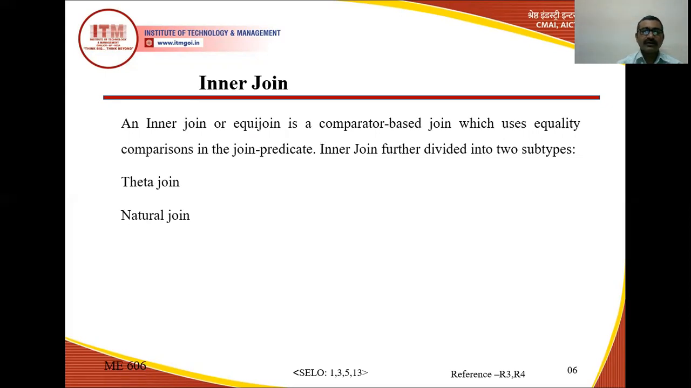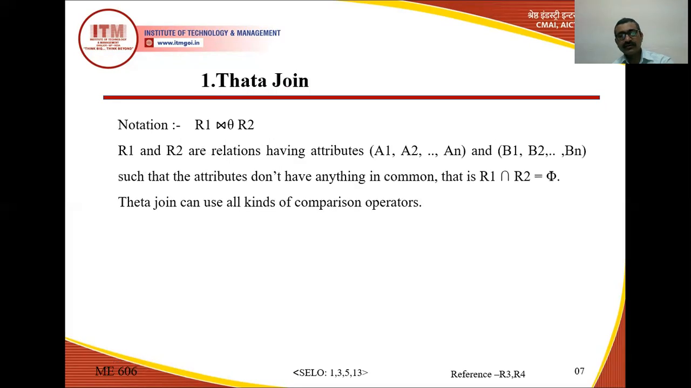Now, inner join or equi join is a comparator-based join which uses equality comparison in the join predicates. Inner join is further divided into two subtypes: theta join and natural join. So we are talking about the inner join, or equi join, which uses a comparator-based join, meaning we use equality comparison in the join predicates. It is divided into two subtypes: theta join and natural join.